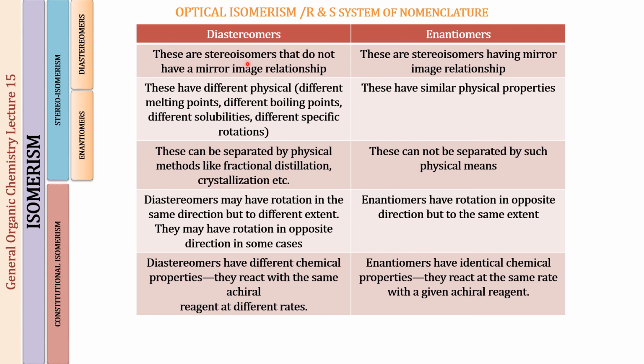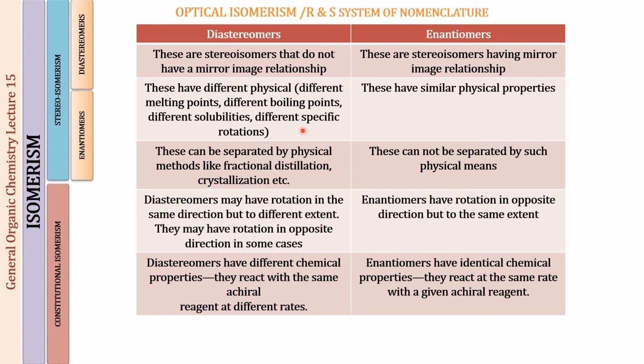So diastereomers are stereoisomers which do not have a mirror image relationship, whereas enantiomers are stereoisomers which have a mirror image relationship. The diastereomers have different physical properties. For example, they will have different boiling points, melting points, solubility, and specific rotations, whereas the enantiomers will have similar physical properties. The difference is going to be only in the specific rotation. The value is going to be the same, the sign is going to be different.